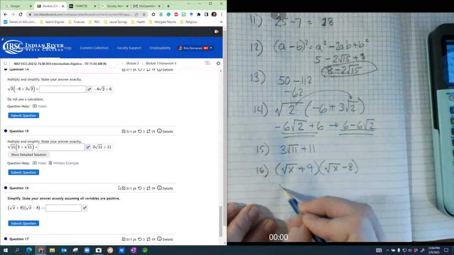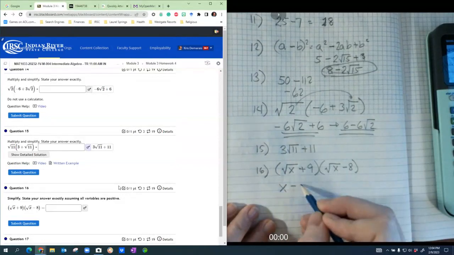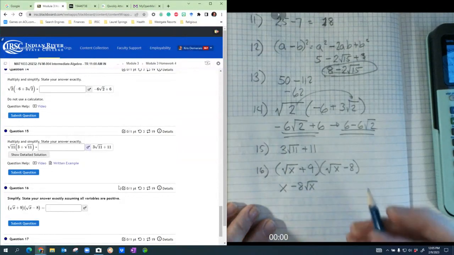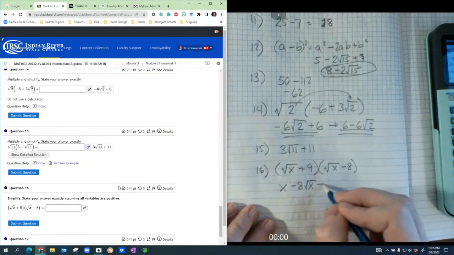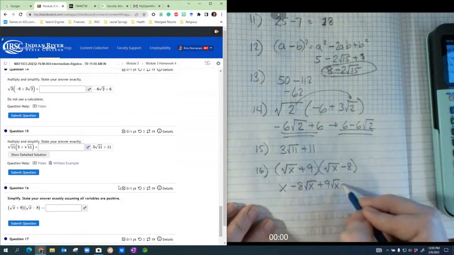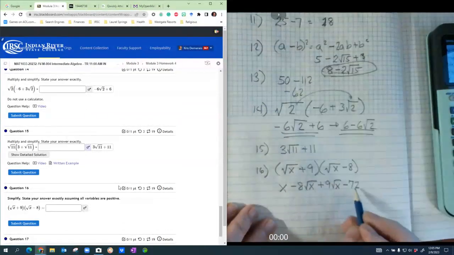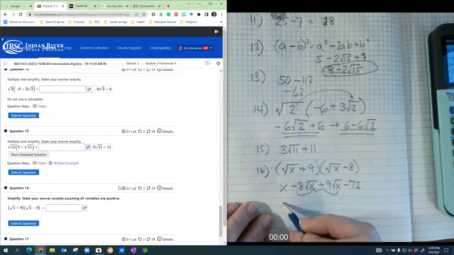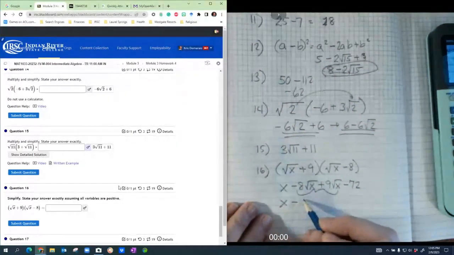Now this times this is going to give us x. This times this is going to give us negative 8 radical x. This times this is going to give us 9 radical x. This times this is going to give us negative 72. I can combine these two together, but I can't combine anything else together. So I can write it as this.